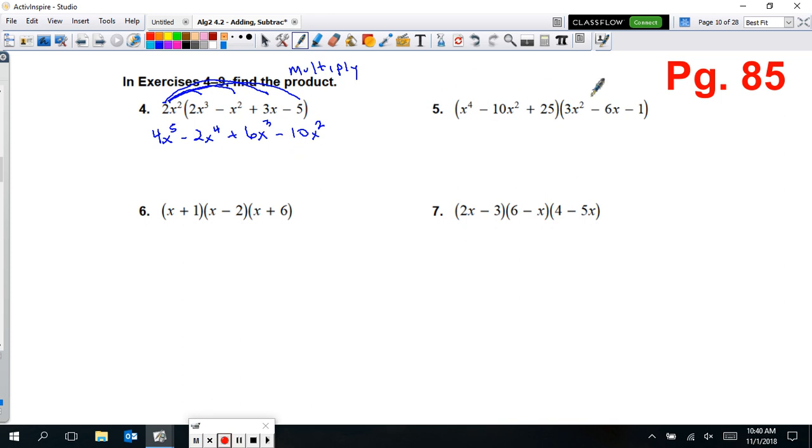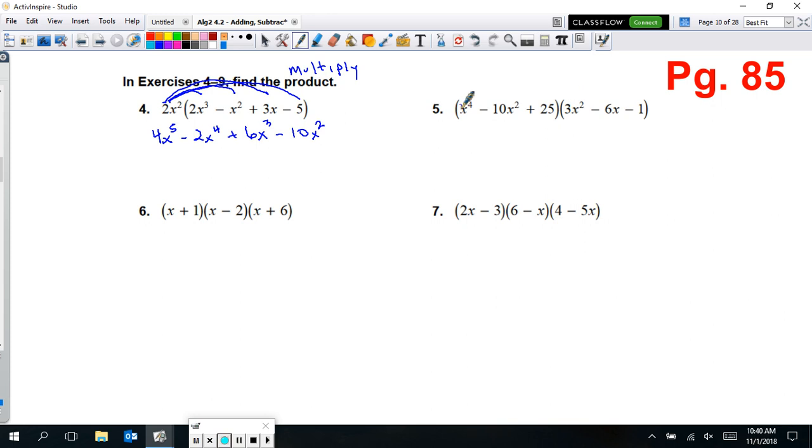Now this one's got a trinomial times another trinomial. This is going to be a bit of a long one. We can do this kind of in a triple distributive property, I should say. For this one, I'm starting with x to the fourth. I'm going to multiply x to the fourth times all three of those. So x to the fourth times the first one.